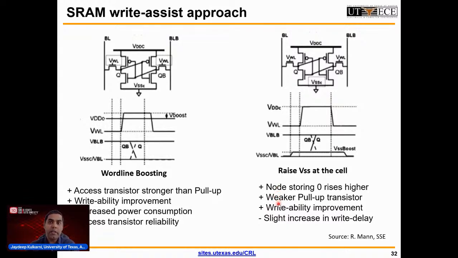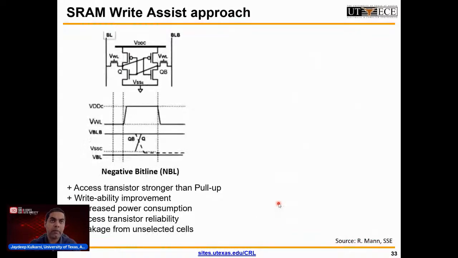So there is a writability improvement, and there is a slight increase in the write delay. So every assist has some pros and some cons associated with it. Another important write assist approach is the negative bit line approach. This is also called the NBL, and this is the term you will see in the literature quite often.